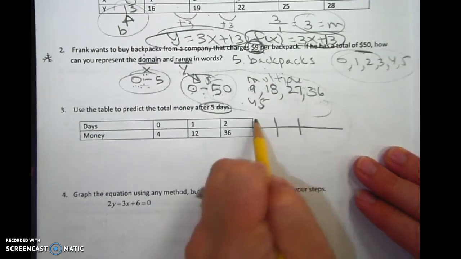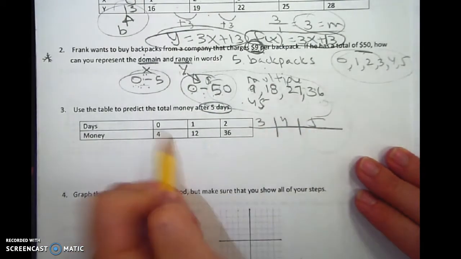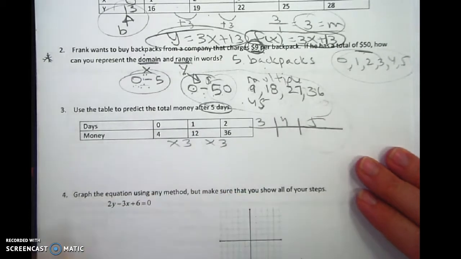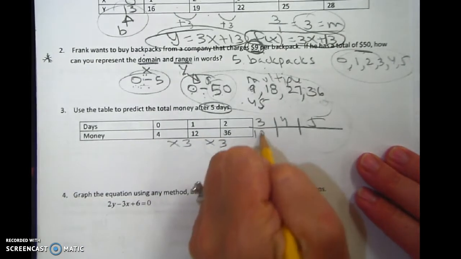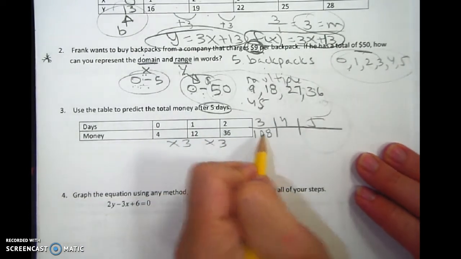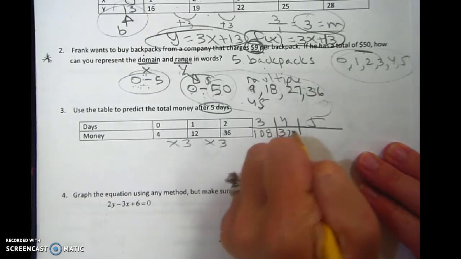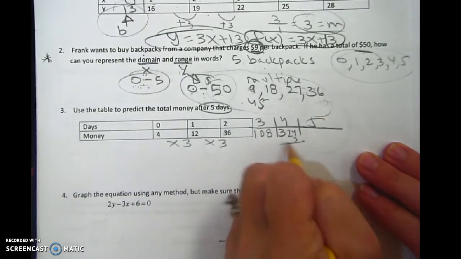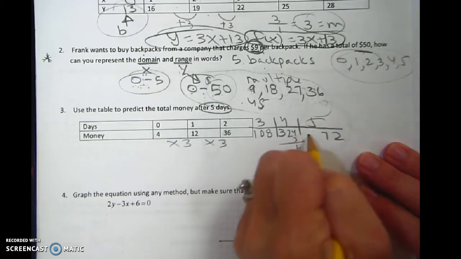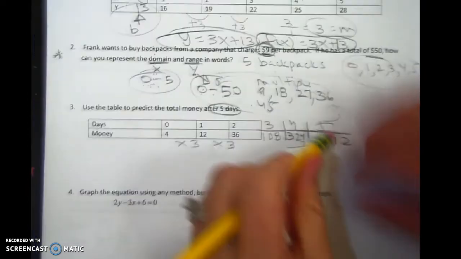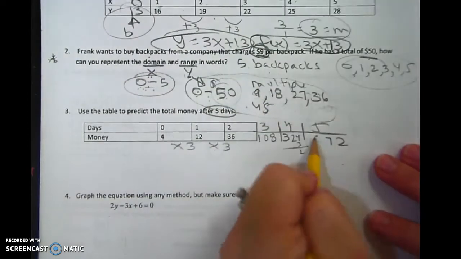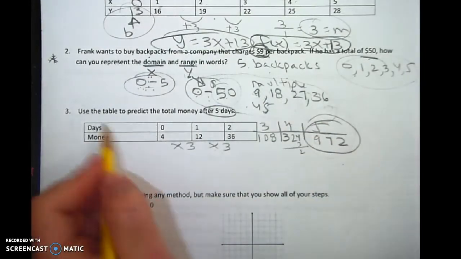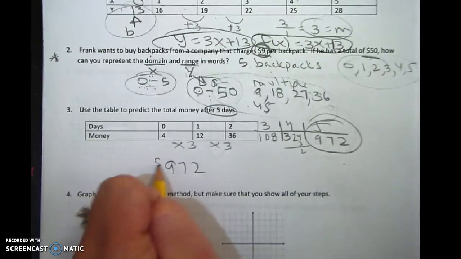So obviously I'm going to find the pattern. Times 3 times 3. So 36 times 3 is 108. 108 times 3 is 324. And then 324 times 3 is 972. So on the 5th day, I'll spend $972.